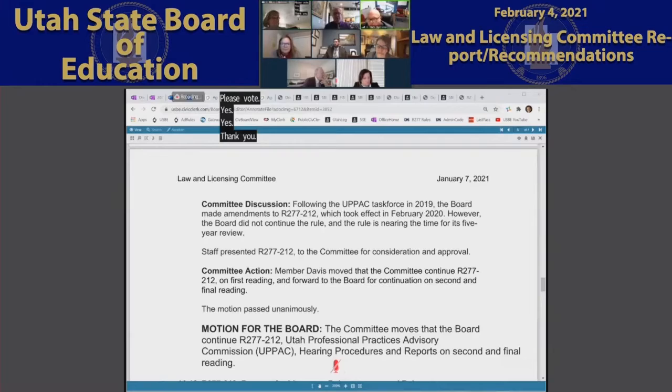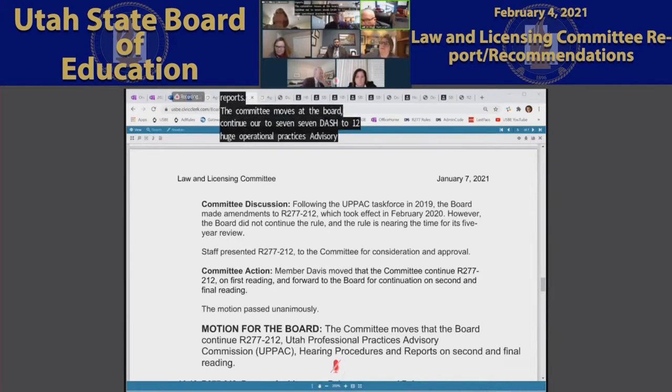Okay, the motion before the board is that the board continue R277-212, Utah Professional Practices Advisory Commission, hearing procedures and reports on second and final reading. Discussion to the motion? Seeing none, please vote. Natalie? Board Member Klein? Yes. Okay, thank you. Voting is complete and the motion passes unanimously.